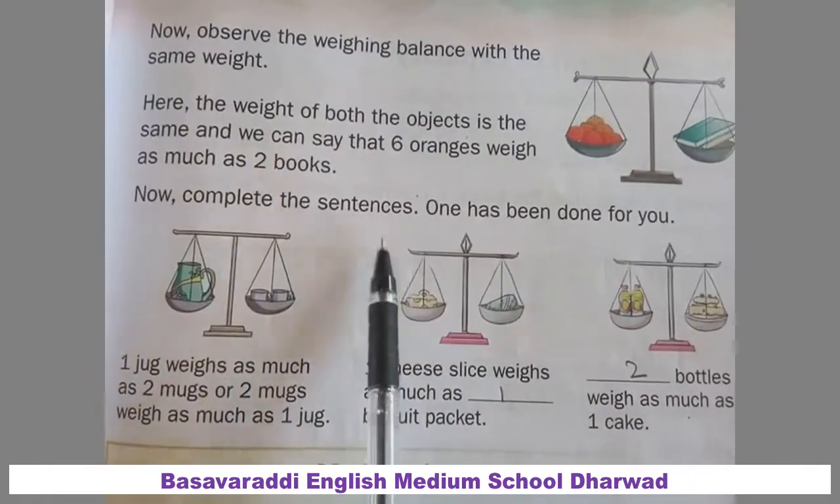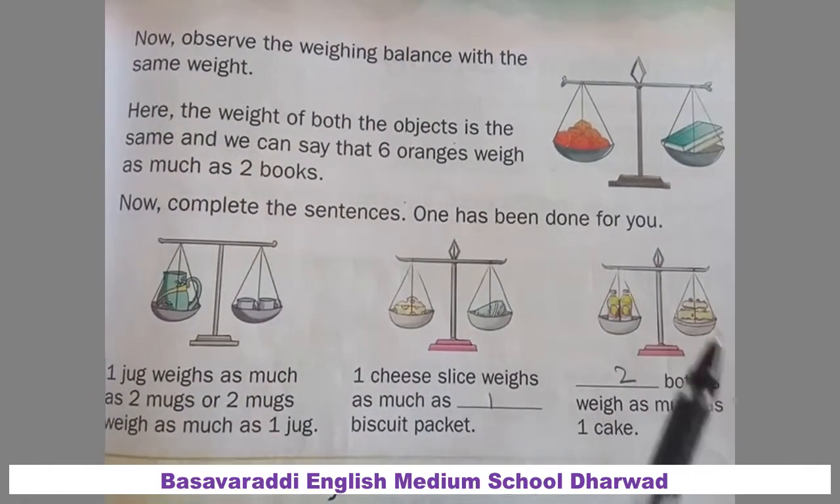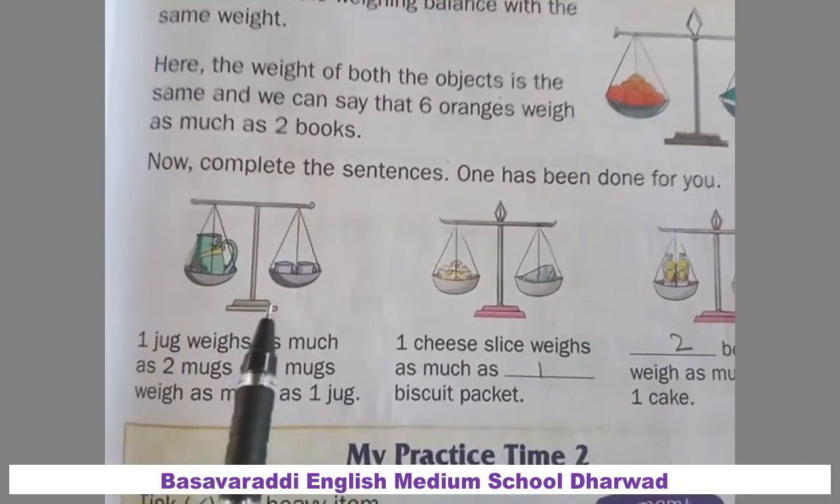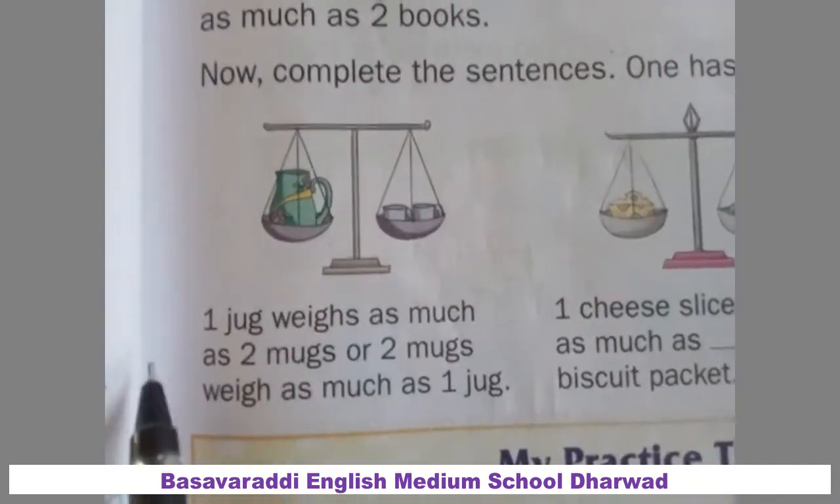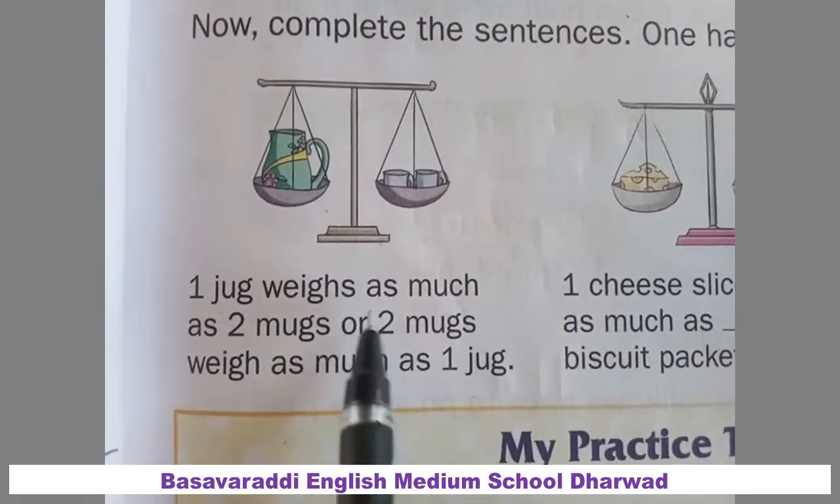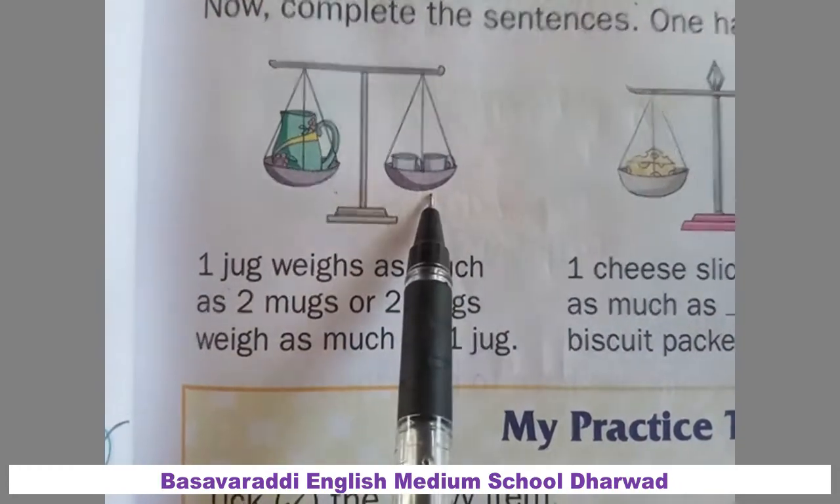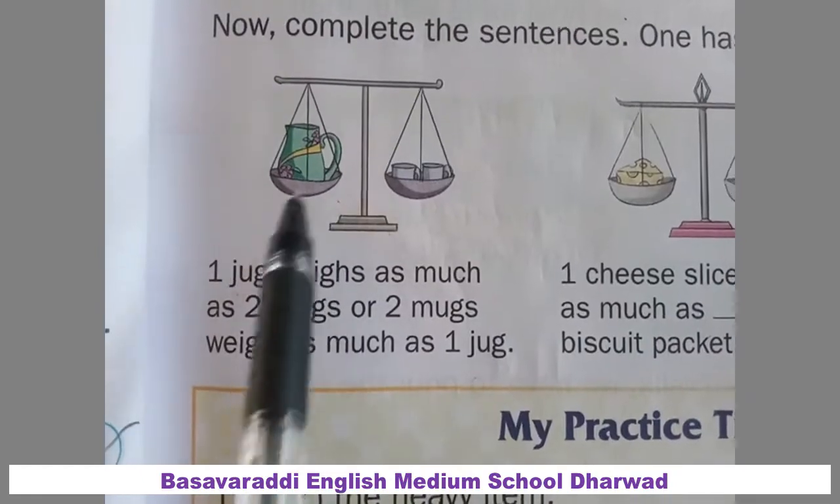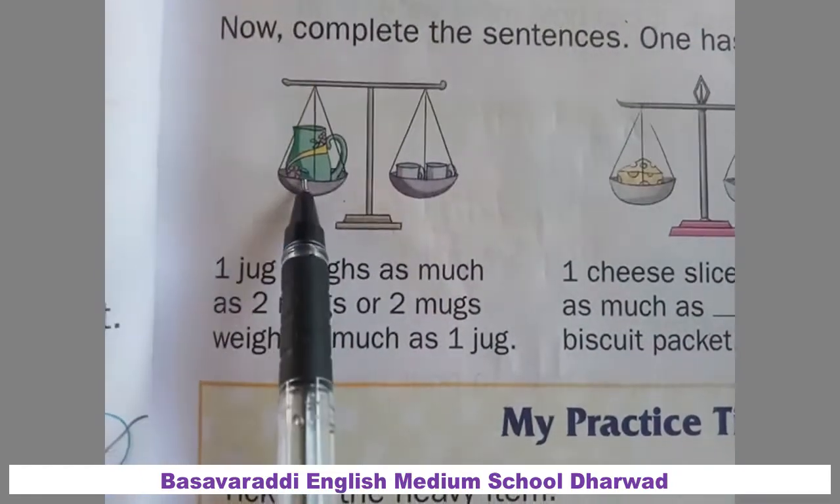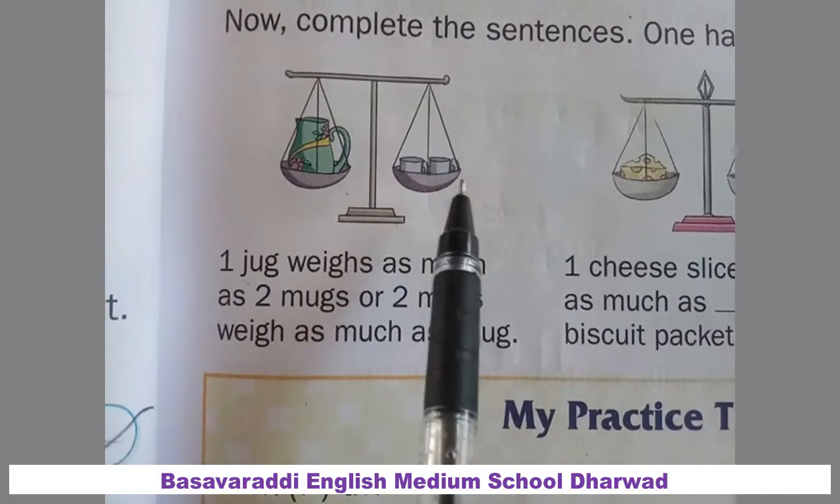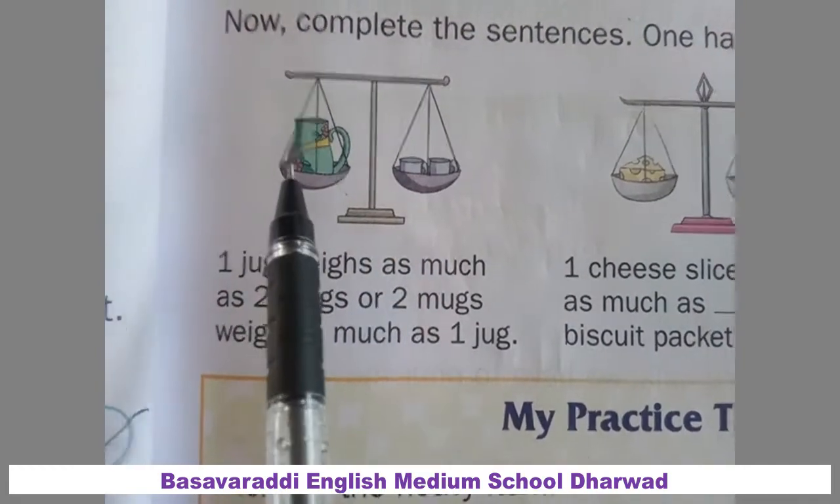Now complete the sentence. One has been done for you. The jug is here and this is a cup. So one jug weighs as much as 2 mugs, or 2 mugs weigh as much as 1 jug. So 1 jug is equal to 2 mugs, then 2 mugs are equal to 1 jug.